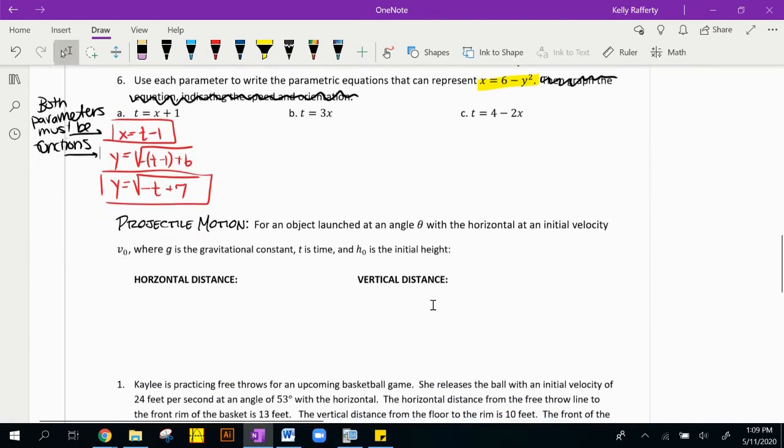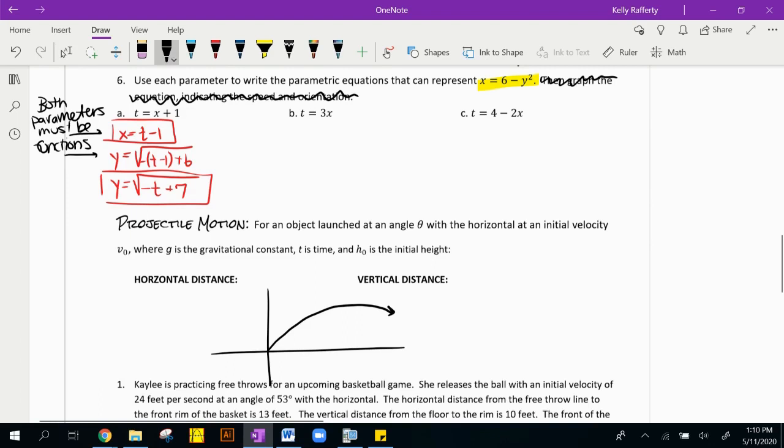All right, so our application we're going to finish up with here is projectile motion. If you guys have taken physics, you may have seen this. We have standard equations for horizontal distance in parametric equations and vertical distance. And projectile motion is when something is thrown or launched, however you want to think about that. So that's going to be an object that follows a natural projectile path.